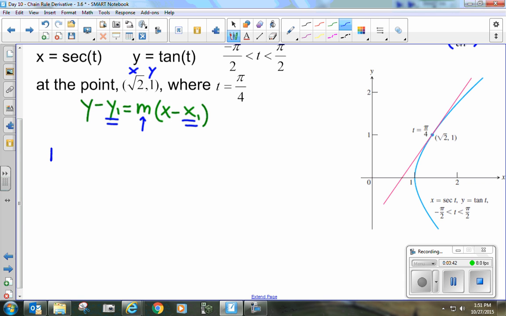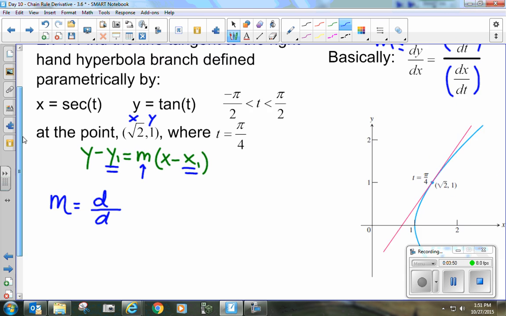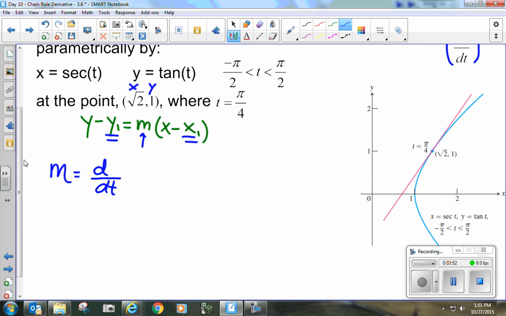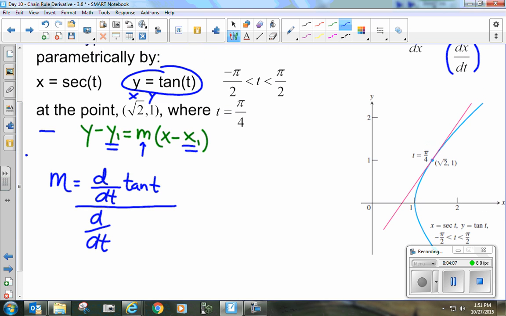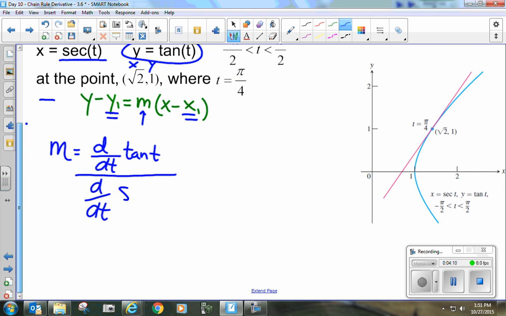My slope is going to equal the derivative of the y function on top, which is tan of t, all over the derivative of the x function, secant of t. And we simplify it, and that will end up being our slope. So let's go ahead and simplify that.